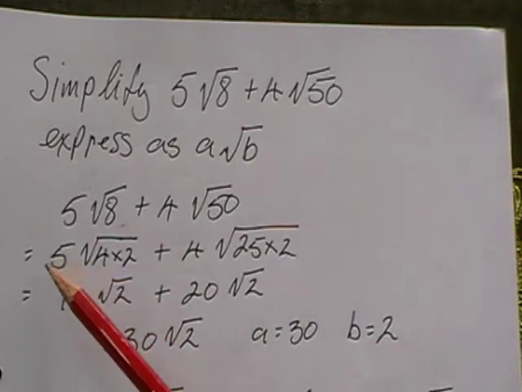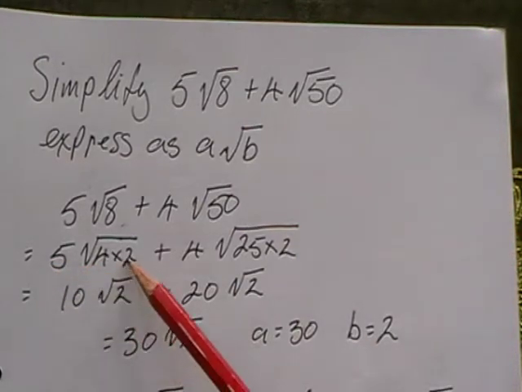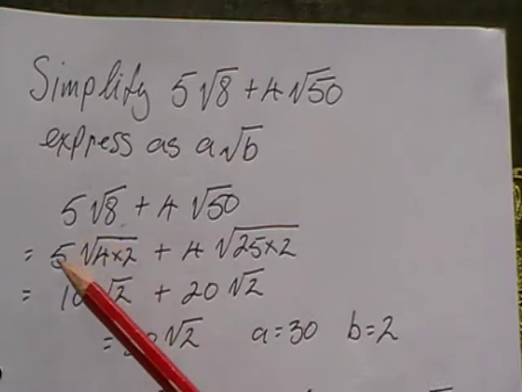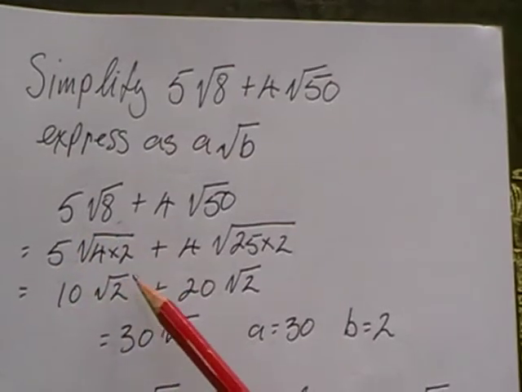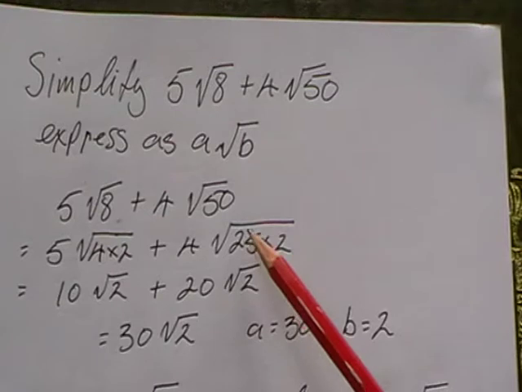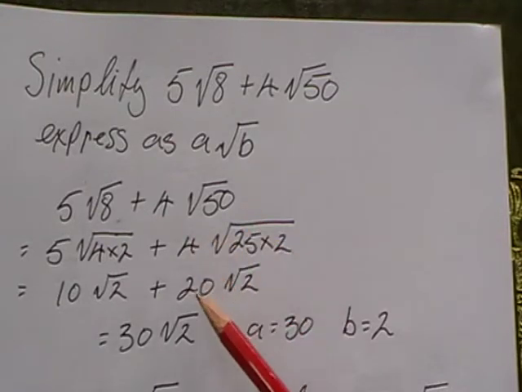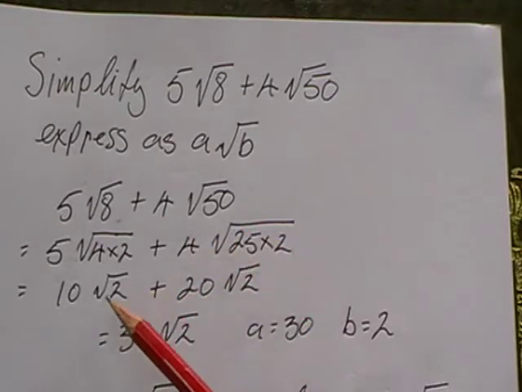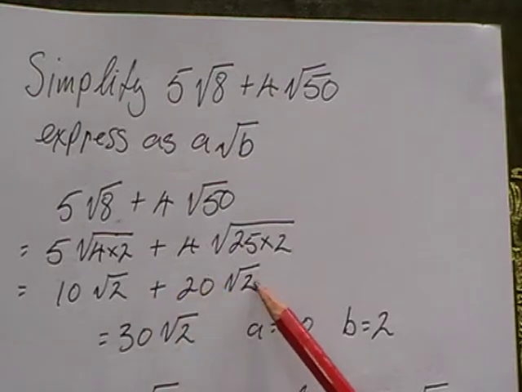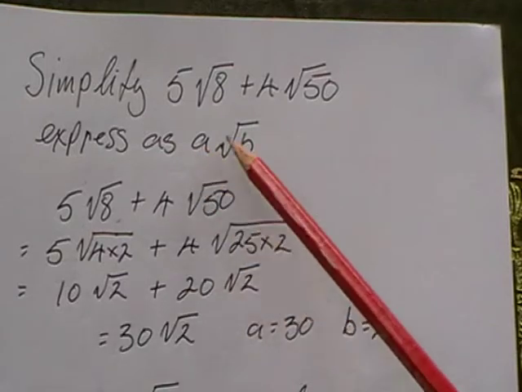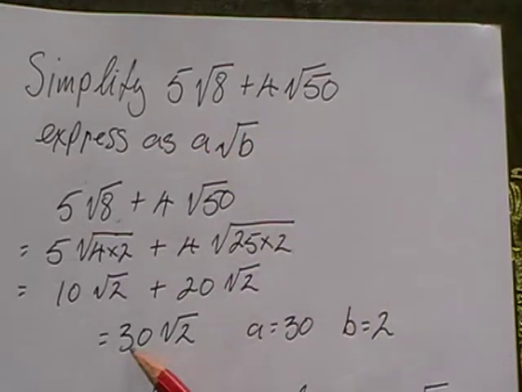So we have 5 root 4 root 2, we know root of 4 is 2, so 5 twos are 10 root 2, plus, we know that root of 25 is 5, so that's 4 times 5 is 20 root 2. So we have 10 root 2 plus 20 root 2 gives us a value of 30 root 2. So when it says A root B, A will be a value of 30 and B will be a value of 2.